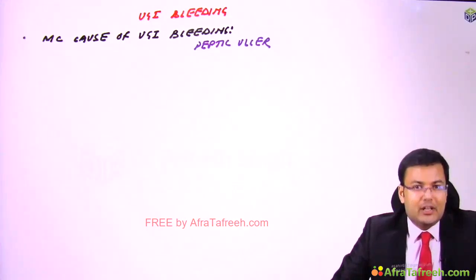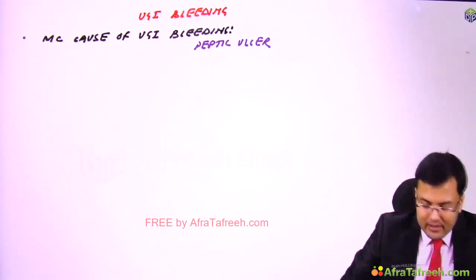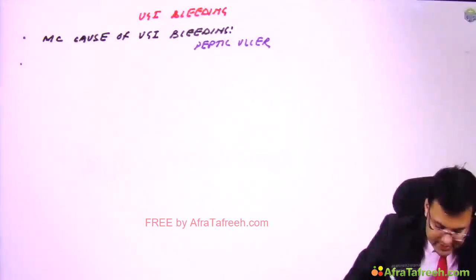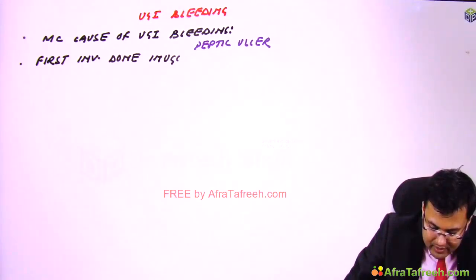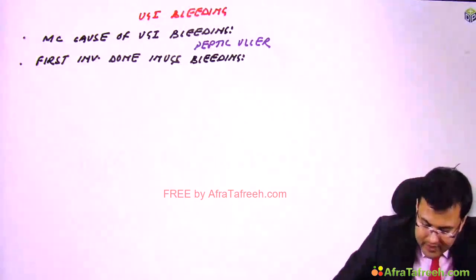So second question, what is the first investigation done in upper GI bleeding? The first investigation done in upper GI bleeding is endoscopy. It's the upper GI endoscopy.